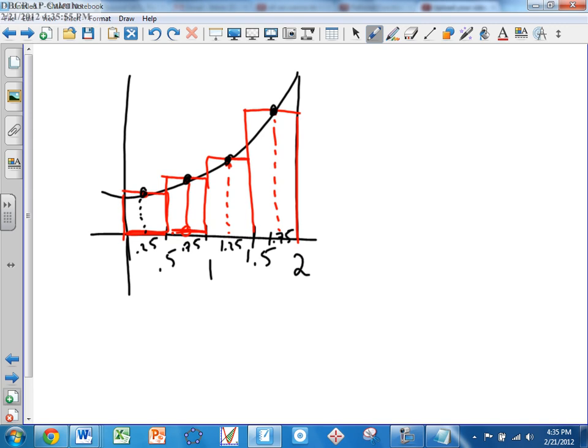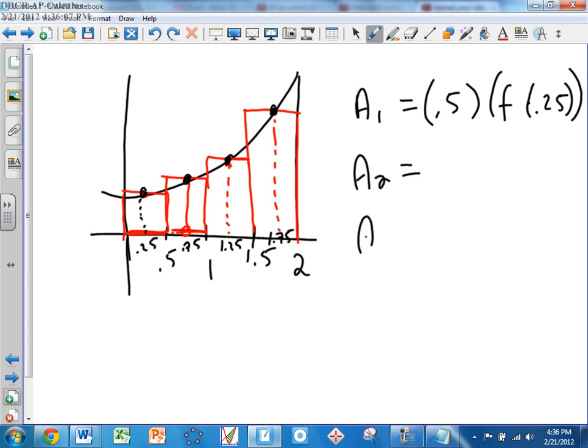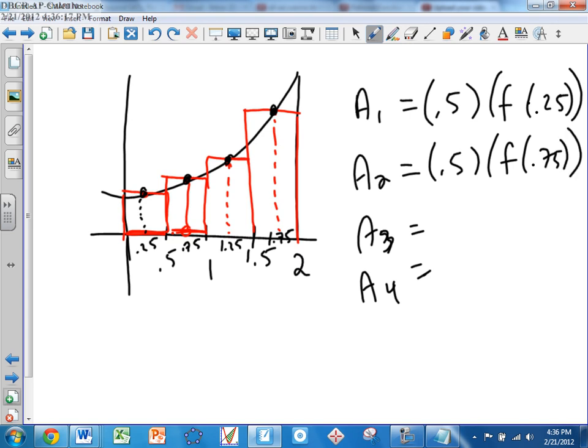So the area of the first rectangle is going to be the width, which is 0.5, times whatever the function is at 0.25. The area of the second is still going to be 0.5 as my width. Now my height is f of 0.75, the height at 0.75. The third one, the fourth one.